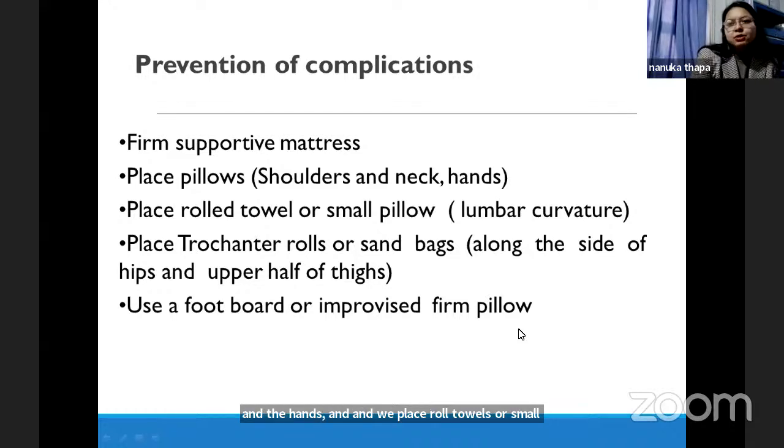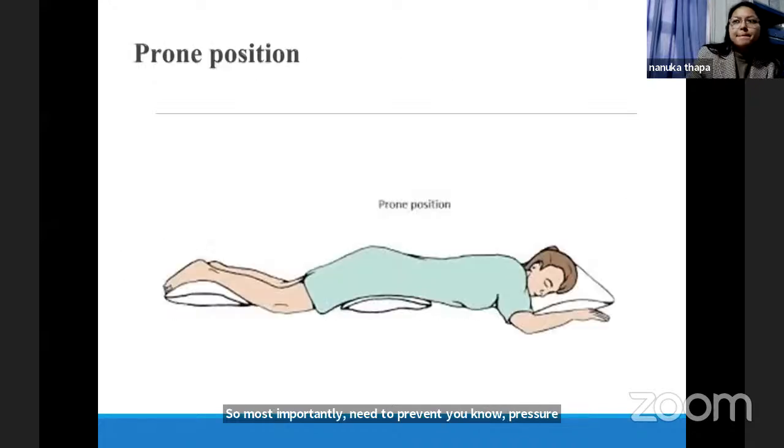We also can place trochanteric rolls or sandbags along the sides of the hip and the upper half of the thigh. Use a footboard or improvise firm pillows. So most importantly, to prevent pressure sores, we use all sorts of pillows.